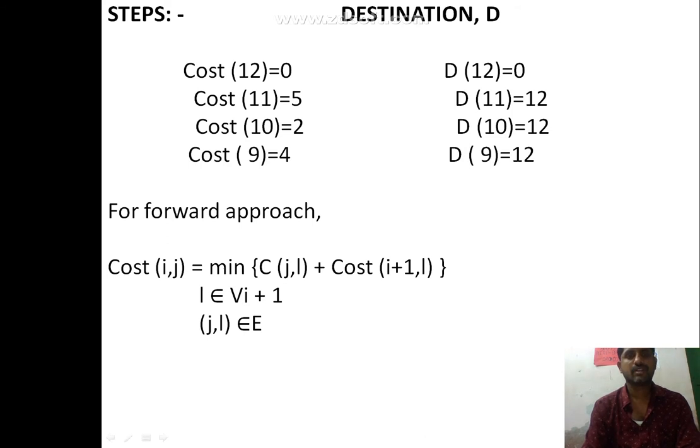Step 1: the cost of 12, the destination, equal to 0; cost of 11 equal to 5, cost of 10 equal to 2, cost of 9 equal to 4. Then D of 12 equal to 0, D of 11 equal to 12, D of 10 equal to 12, and D of 9 equal to 12. For the forward approach, cost of (i, j) equal to min of c(j, l) plus cost of (i+1, l), where l belongs to Vi+1 and (j, l) belongs to E.